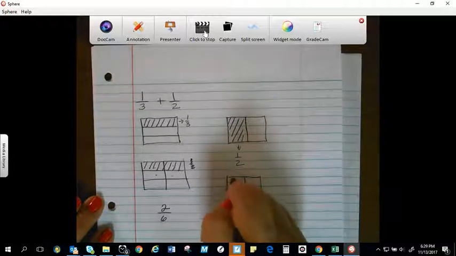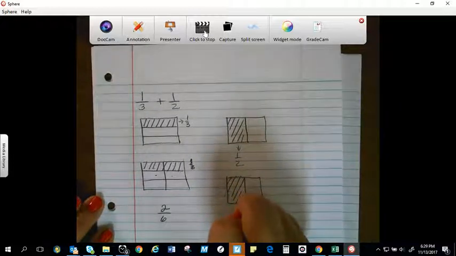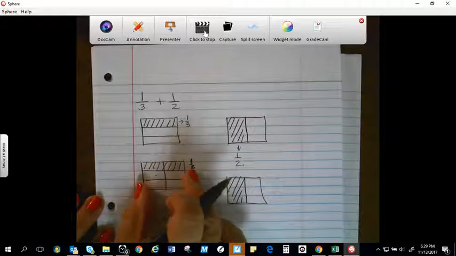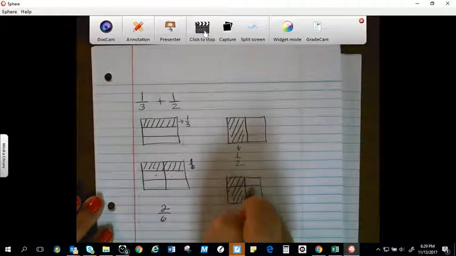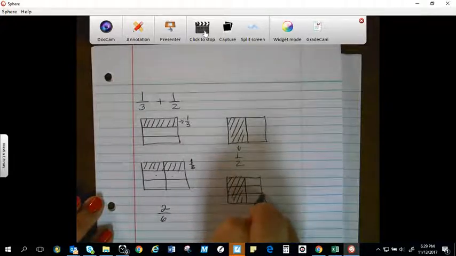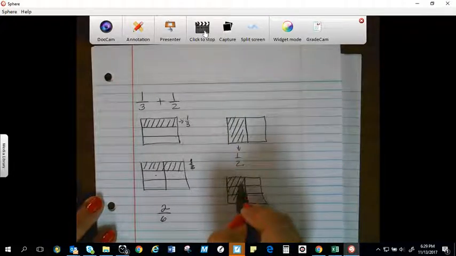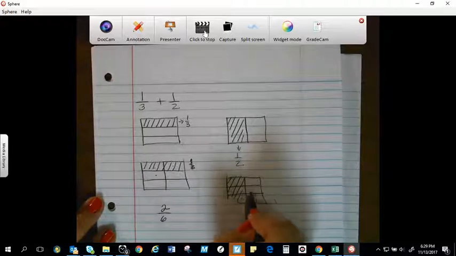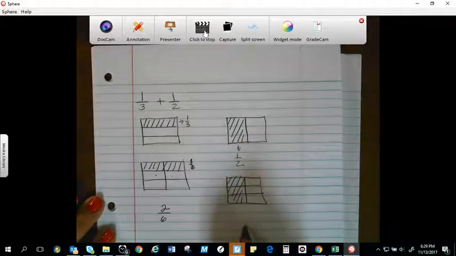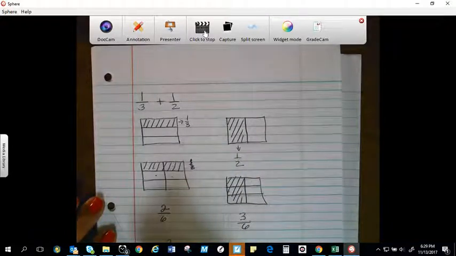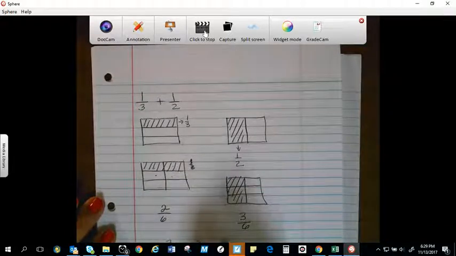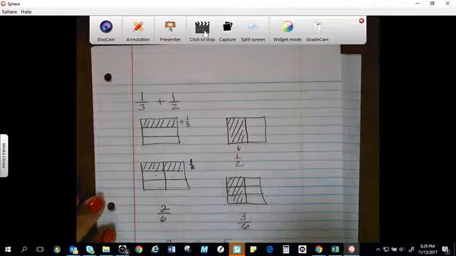Split this down the middle. Now I'm going to transfer this picture over here. So now I'm coming across and moving this over. I now have 1, 2, 3, 4, 5, 6. My 6 is my denominator, and I have 3 of those 6. My new equation becomes 2/6 plus 3/6 equals 5/6.